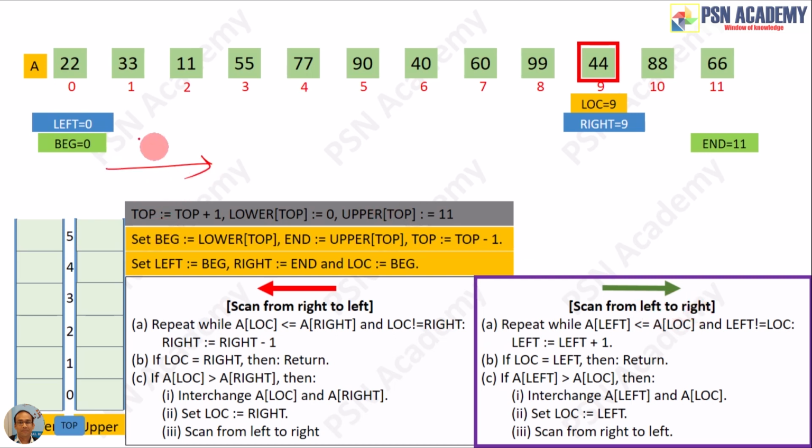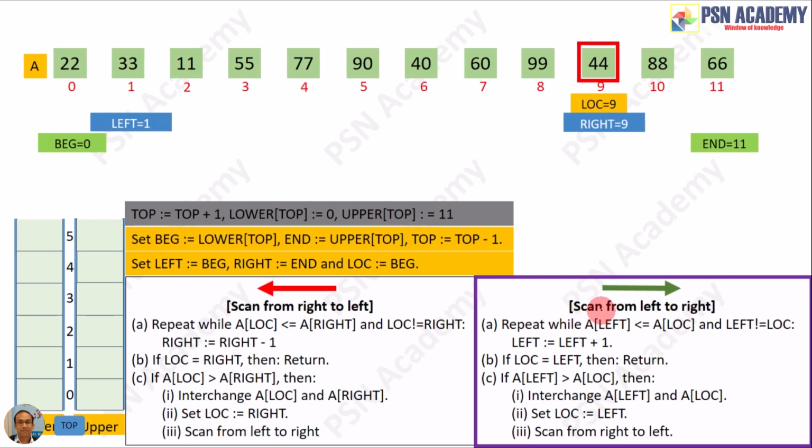Now the element to be moved is left. So you see A left, that is 22, and A lock, that is 44, is compared. It's true, and left is not equal to lock. So left is 0 and lock is 9. So it is also true. So we execute this statement. Left is set to left plus 1. So left will move from 0th index to 1st index.